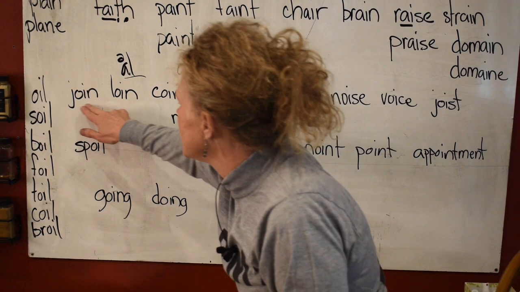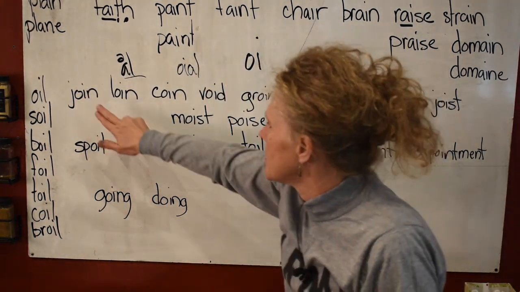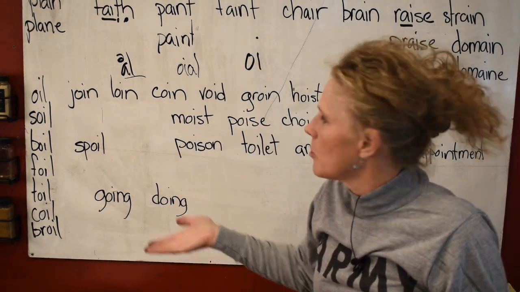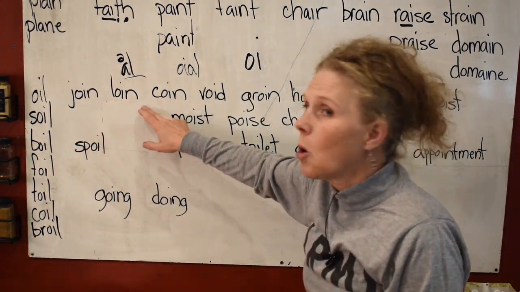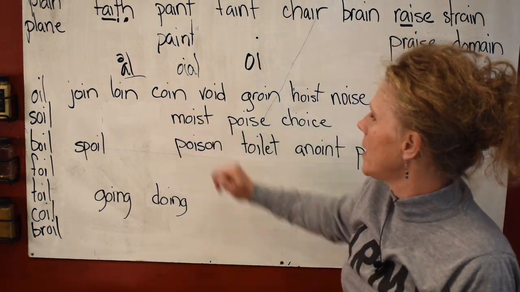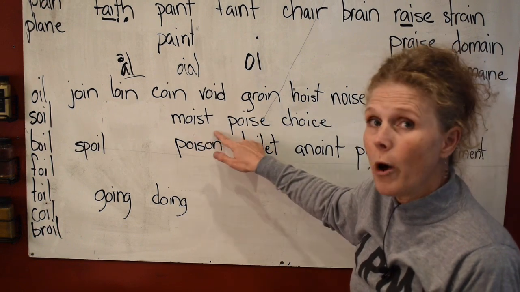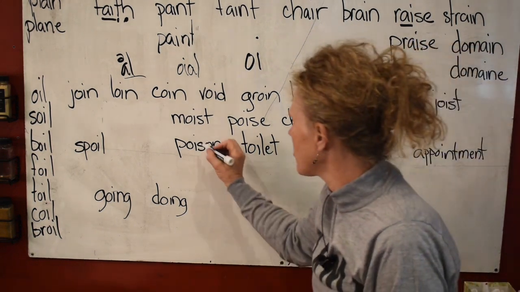So see how easy this is. You do not have to worry about silent E's with this because you can't make a silent E syllable with this sound. Join, loin, coin, void, moist, poison. See how this one breaks right?